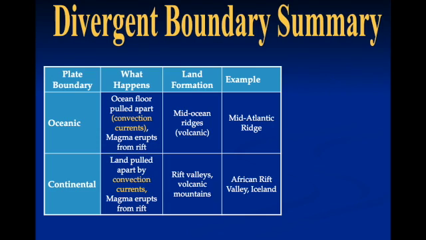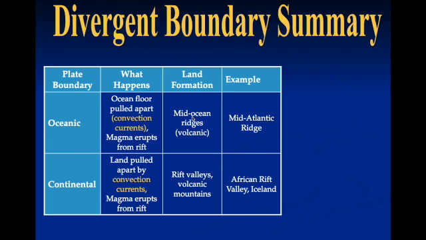So now that you've typed in all this information, let's go through each of them here. Let's start with ocean crust. So what happens? Well, at a divergent boundary, the ocean floor is pulled apart. And the reason it's pulled apart: convection currents in the mantle. Man, we're going to say this a lot, so get used to it. The magma erupts, it forms this rift, and over time, the formation that you get is a mid-ocean ridge.